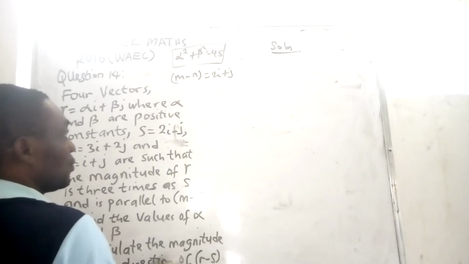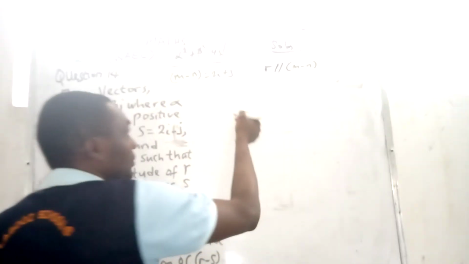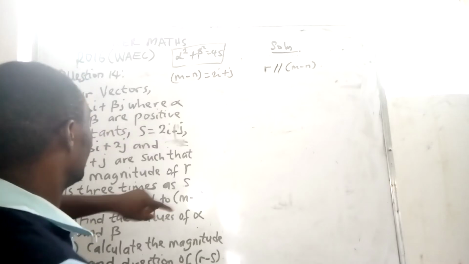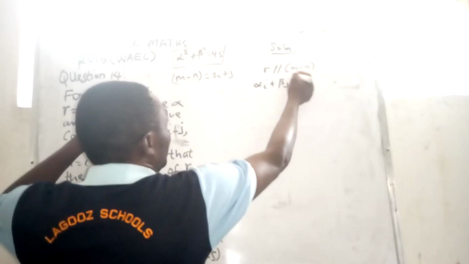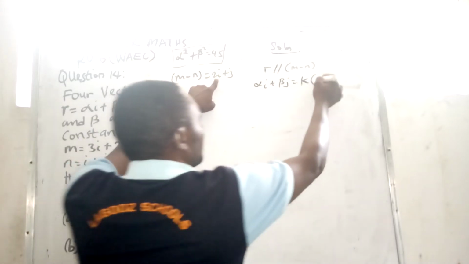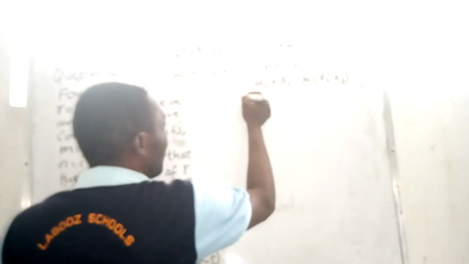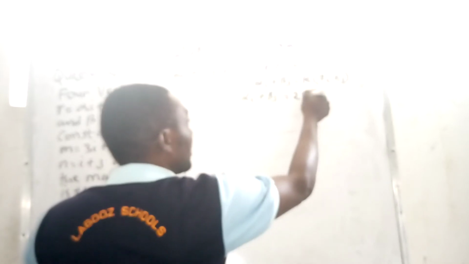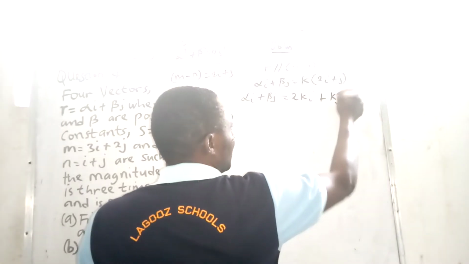So we are told that r is parallel to m minus n. So vector r, which is alpha i plus beta j, equals k into m minus n, which is 2i plus j. So we have alpha i plus beta j equals, when we open the bracket, 2ki plus kj.